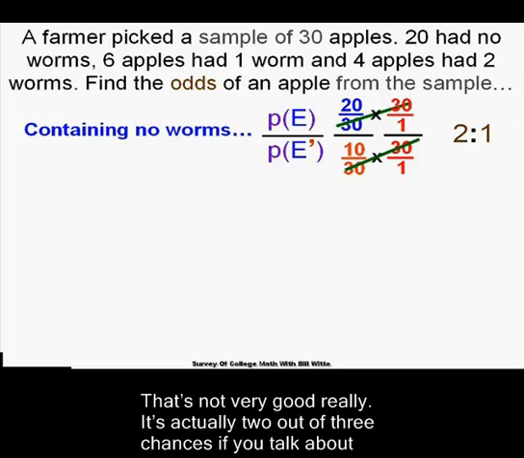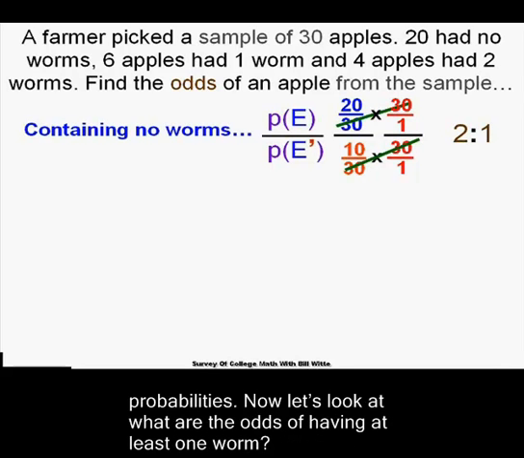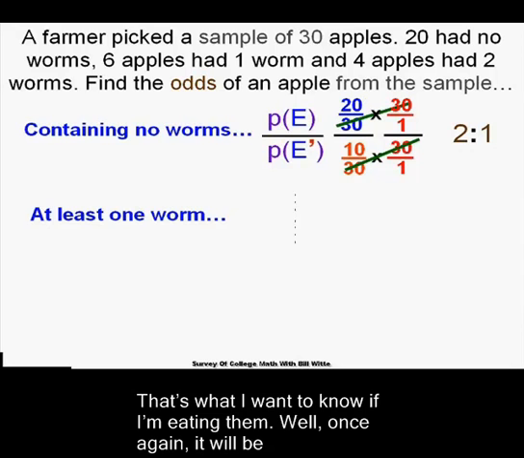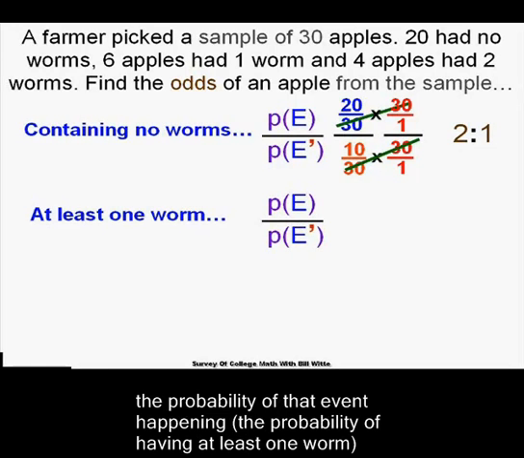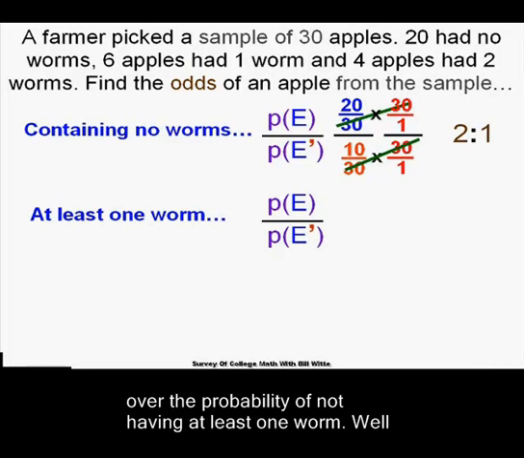That sounds real good here. Makes you want to buy apples, maybe. 2 to 1, not very good, actually. It's really 2 out of 3 if you talk about probabilities. But 2 to 1 sounds real good. What are the odds of having at least 1 worm? Well, once again, it's going to be the probability of that event happening, the probability of having at least 1 worm, over the probability of not having at least 1 worm.